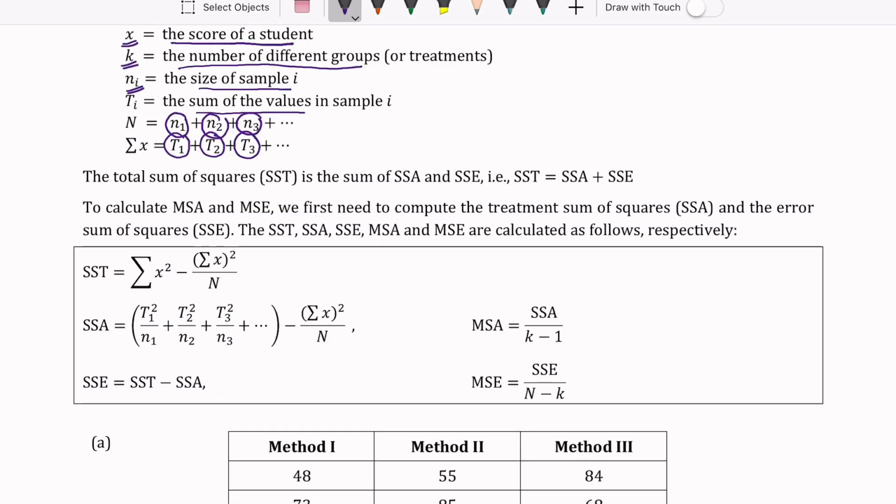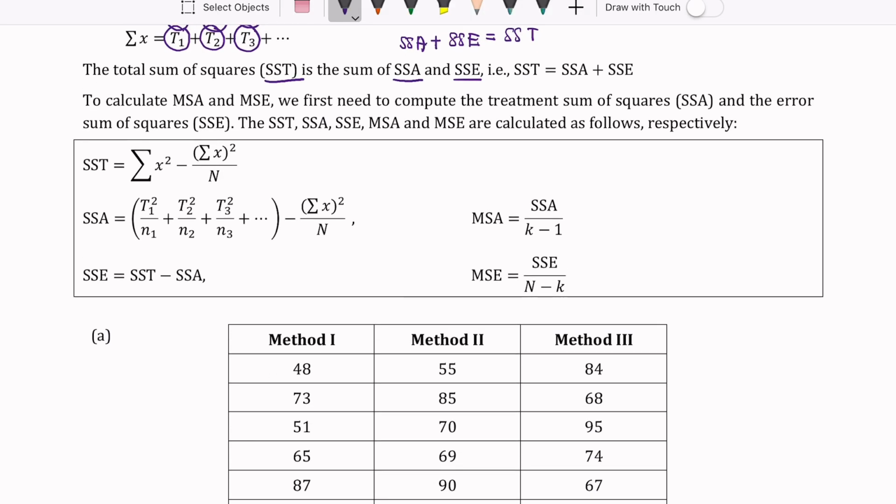The total sum of square, SST, is the sum of treatment sum of square and error sum of square. So if we have treatment sum of square plus error sum of square, we will have total sum of square. To calculate the value of MSA, mean square treatment, and MSE, error mean square, we first need to compute the treatment sum of square SSA and error sum of square SSE. The formulas of SSA, SSE, SST, MSA, and MSE are given below.